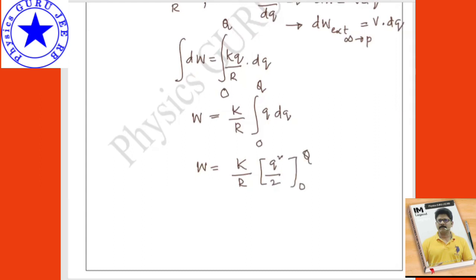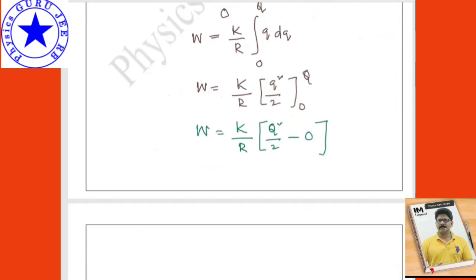Now W is equal to k by r, k divided by r, applying upper limit minus lower limit, q square divided by 2 minus 0. So now what I can get here, W is equal to k q square, q square divided by 2 into r, here into k it is there. Is it clear to all of you? Work done. Yes, till this point, everybody clear?